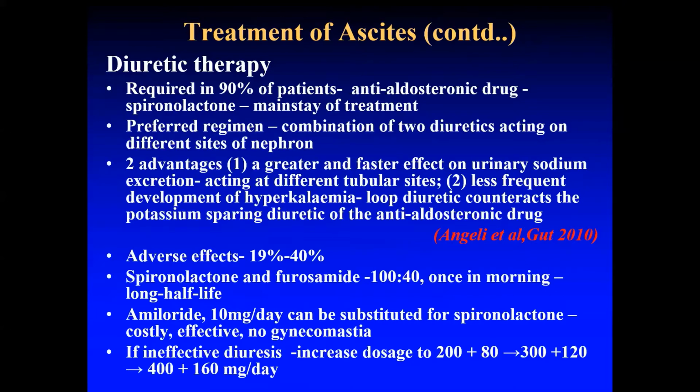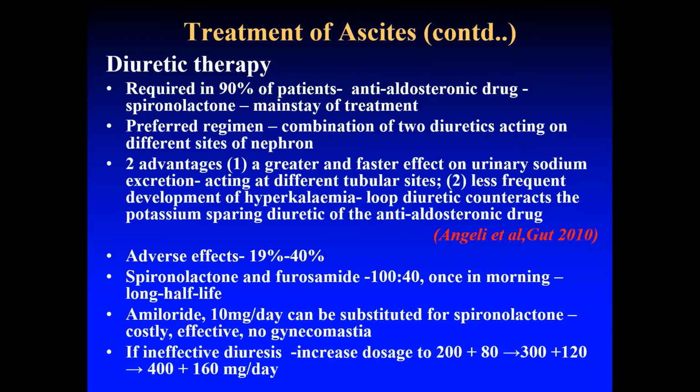The preferred regimen, as I told you, is the combination of spironolactone and a loop diuretic. The advantages of the combination are a greater and faster effect on urinary sodium excretion, acting at different tubular sites, less frequent development of hyperkalemia, and the loop diuretic counteracts the potassium sparing effect of the anti-aldosterone drug. Adverse effects are seen in about 20 to 40%.